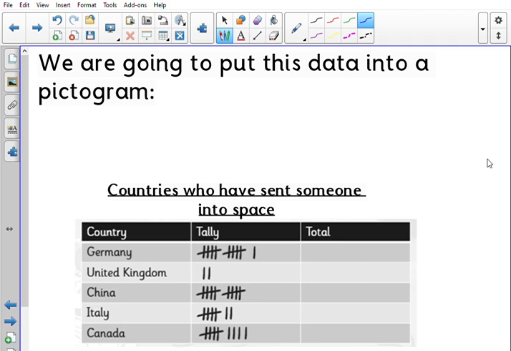Here is a tally chart showing countries who have sent someone into space. And they're all different totals, they're all different numbers, and we're going to have a look through them. As you can see, I've completed the tally chart by filling out the headings here. We've got country, tally and total. Down the left hand side we've got the names of the countries. In the middle we've got the tallies that correspond to those countries, but we haven't yet got the totals.